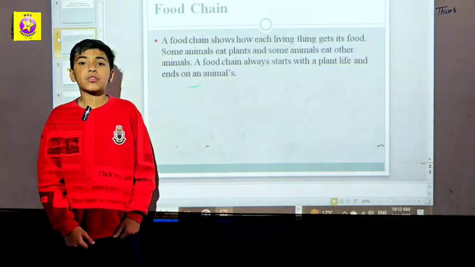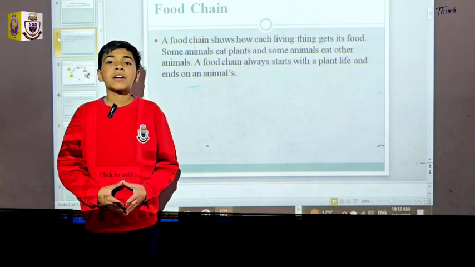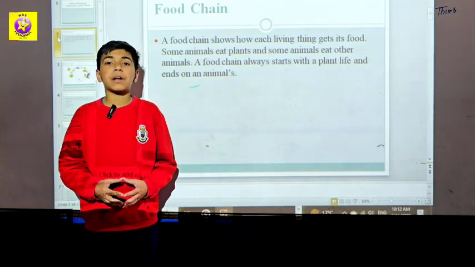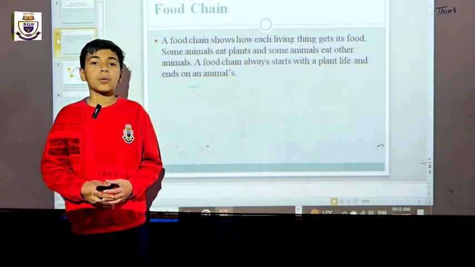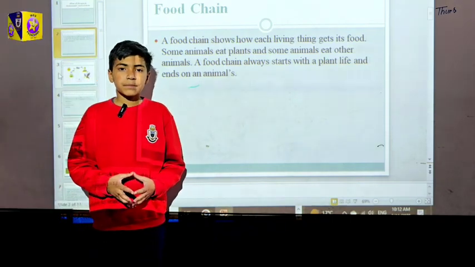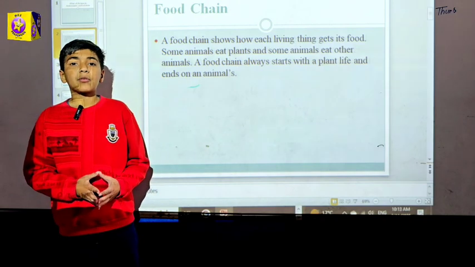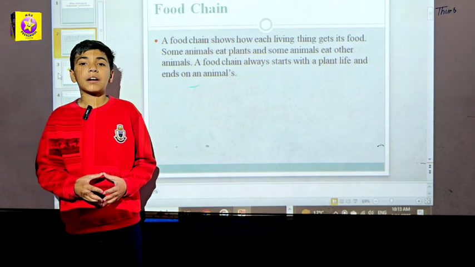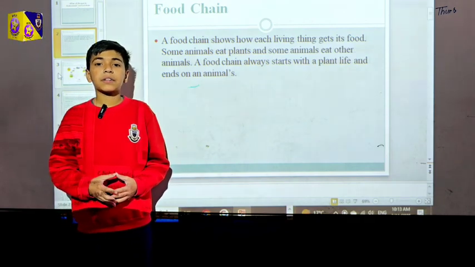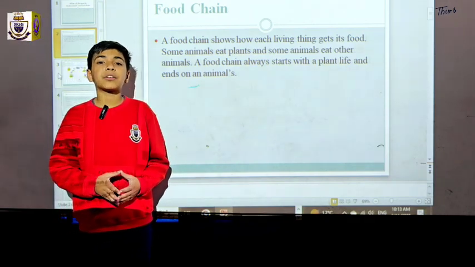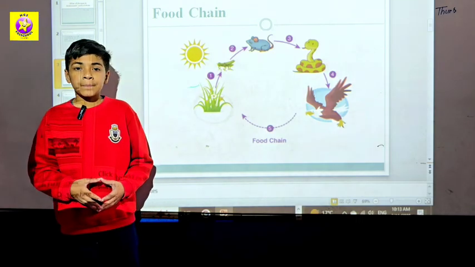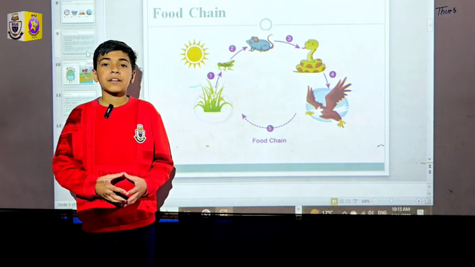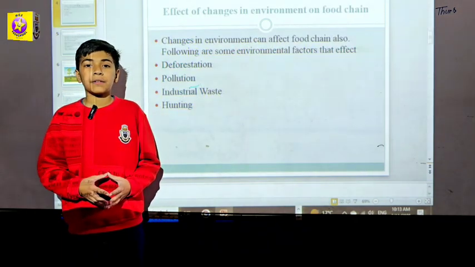A food chain shows how each living thing eats food. Some animals eat plants and some animals eat other animals. A food chain always starts with the plant's life and ends on an animal's. Changes in environment can affect the food chain.